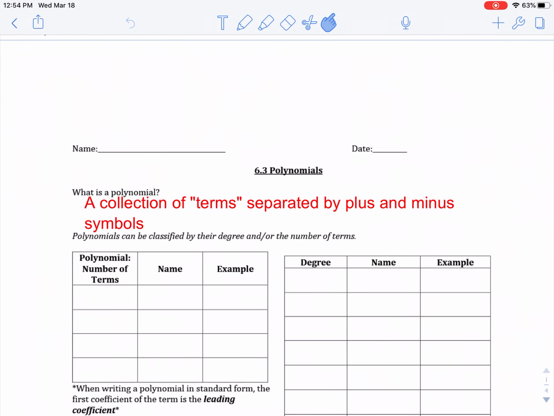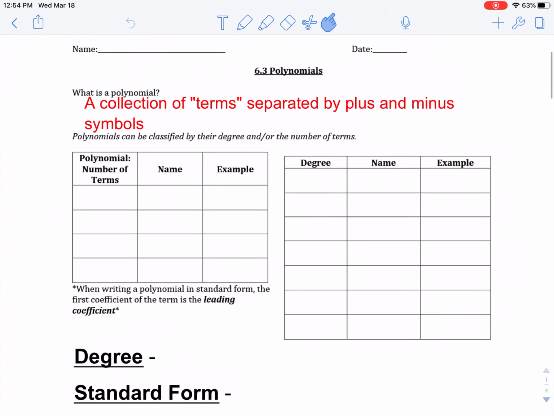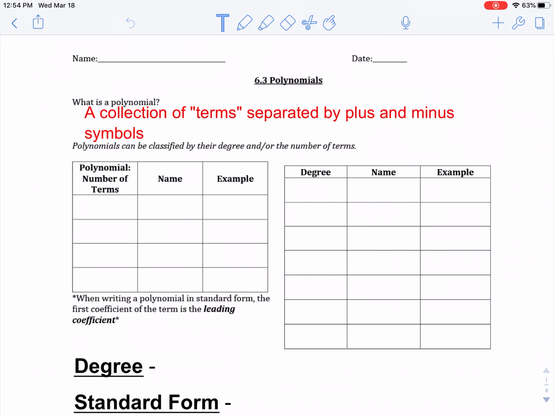Here we go, everyone. Lesson 6.3, polynomials. This first slide here is just basically all terminology and definitions, so we're going to go through this super fast.